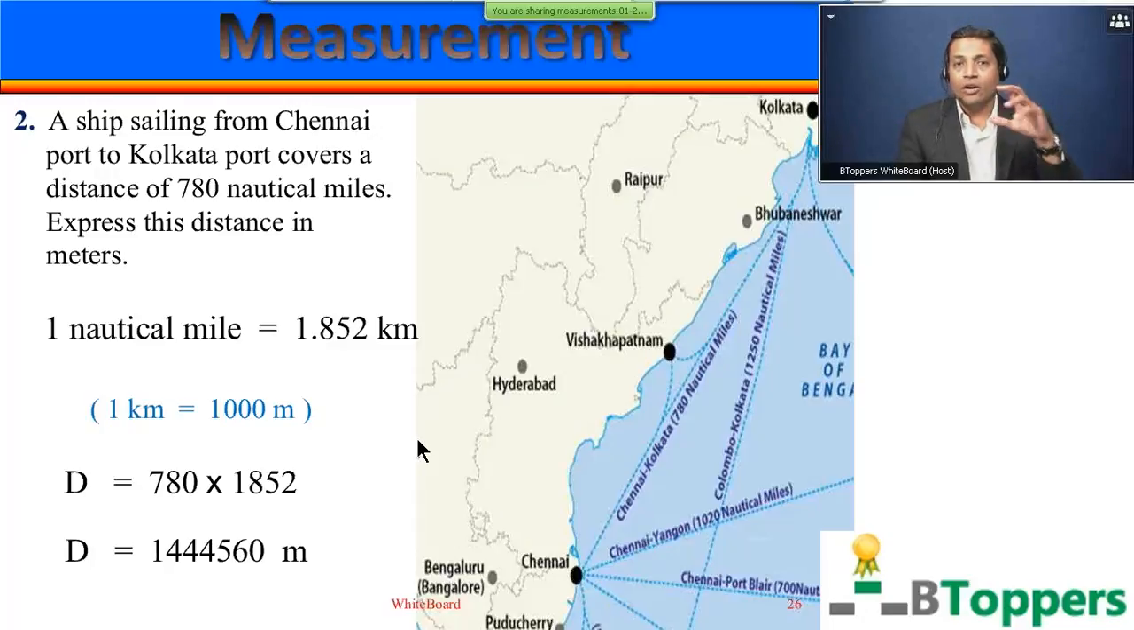So this product will give you the value in meters, and the answer is 1,444,560 meters. Notice that nautical mile is a very large unit. Therefore, again the number was 780. When you converted that to meters, meters is a small unit. Therefore, the number has become very large. It has become 1,444,560.